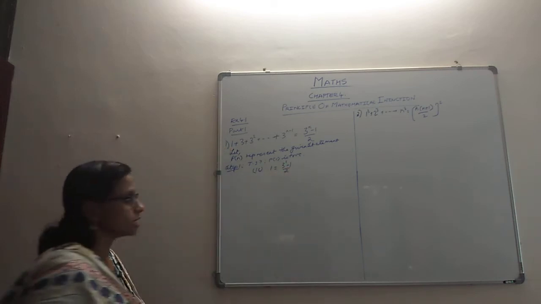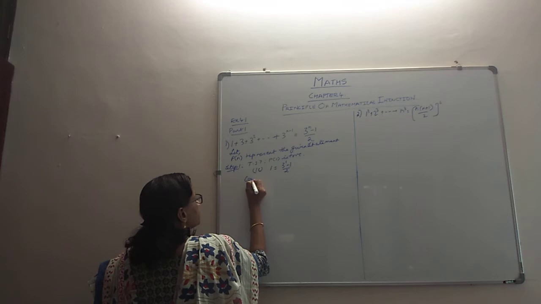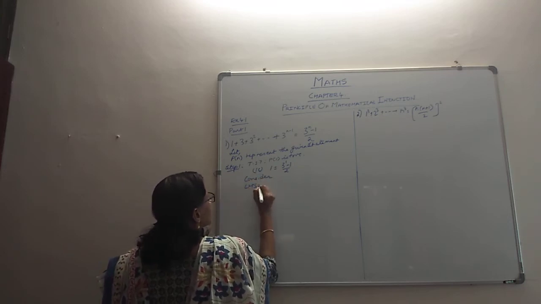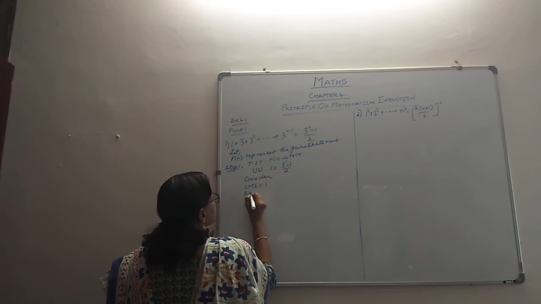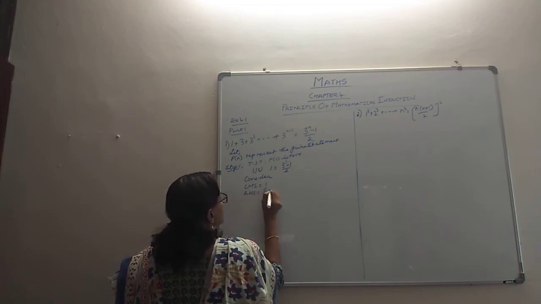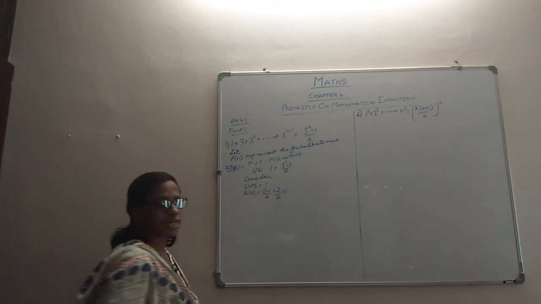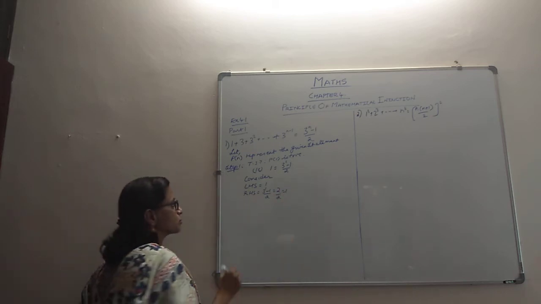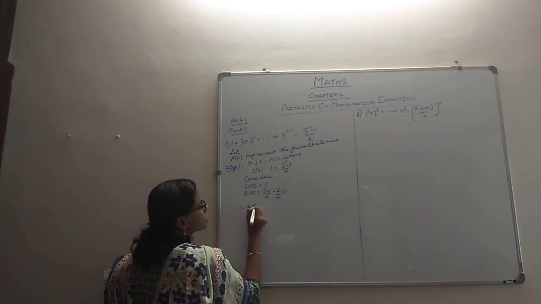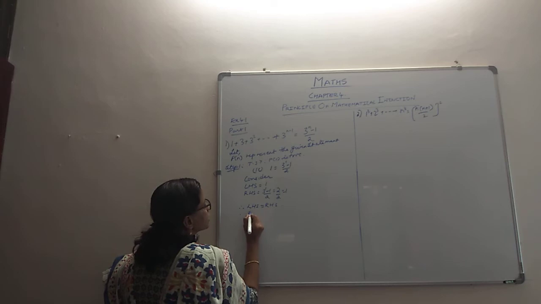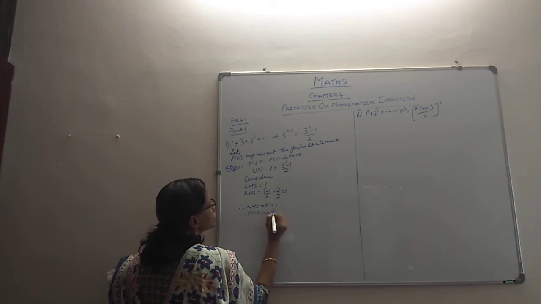In order to show this, we consider the LHS. LHS here is 1. Then we consider the RHS. It's 3 raised to 1 minus 1 by 2. So 3 minus 1, 2 by 2. Answer is 1. So you're getting the LHS as 1, and the RHS also as 1. Therefore, LHS is equal to RHS, and that's how you're getting P of 1 is true.